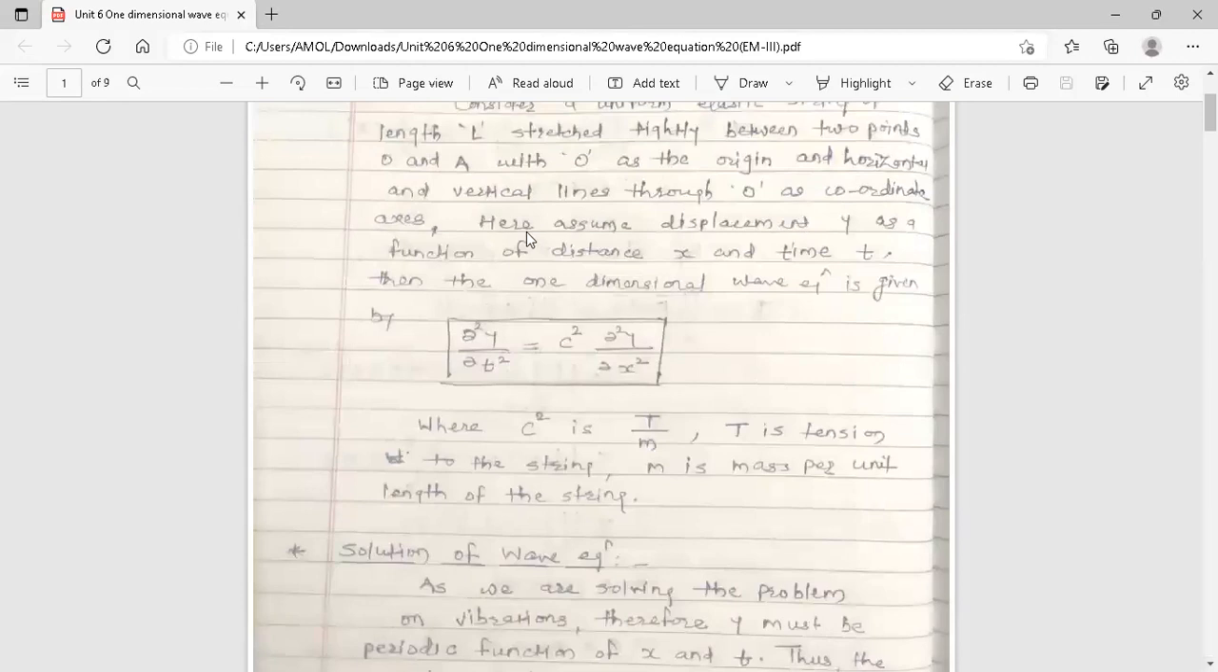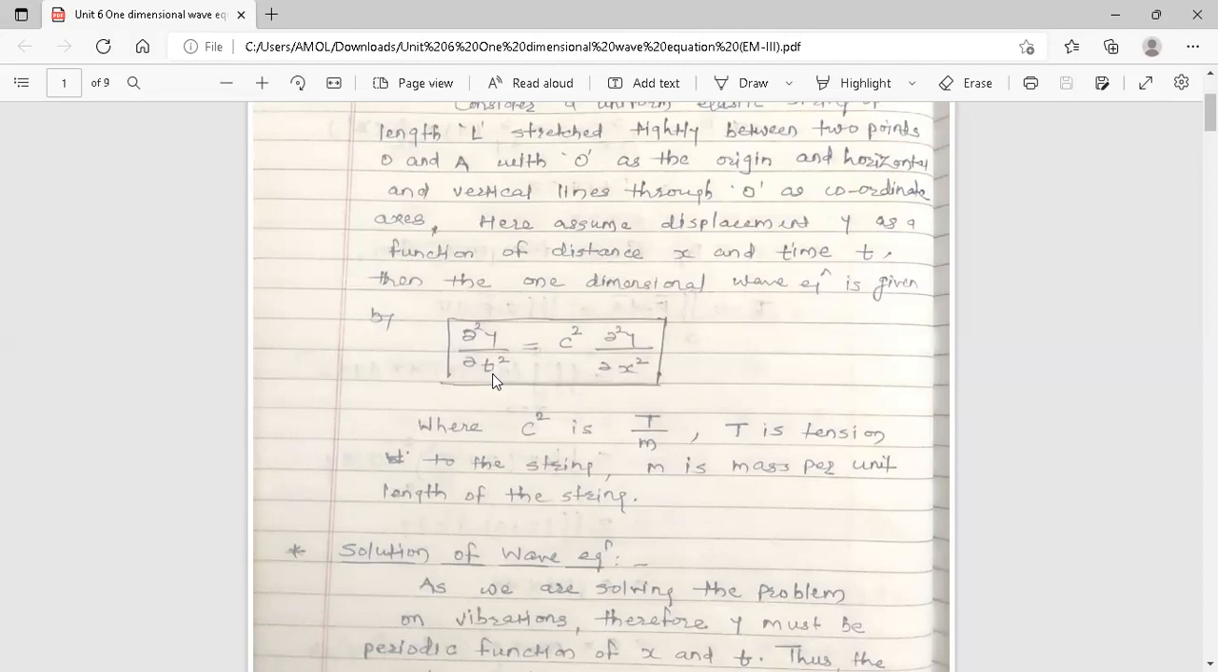Here, y is a function of distance x and time t. So y is the dependent variable and y depends on x and t. So the derivative here is partial because y depends on two variables, x and t. The one dimensional wave equation is del square y by del t square is equal to c square into del square y by del x square, where c square is T upon m. What is T? T is the tension in the string and m is the mass per unit length of the string.